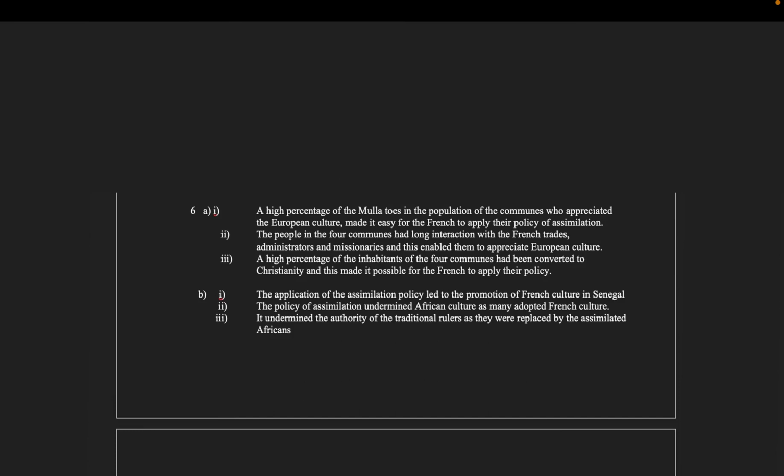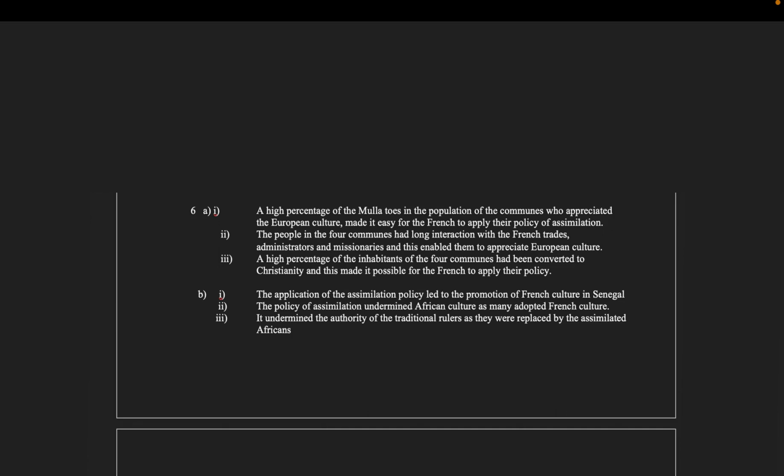6a. A high percentage of the mulattoes in the population of the communes, who appreciated European culture, made it easy for the French to apply their policy of assimilation. The people in the four communes had long interaction with the French traders, administrators and missionaries, and this enabled them to appreciate European culture. A high percentage of the inhabitants of the four communes had been converted to Christianity, and this made it possible for the French to apply their policy.